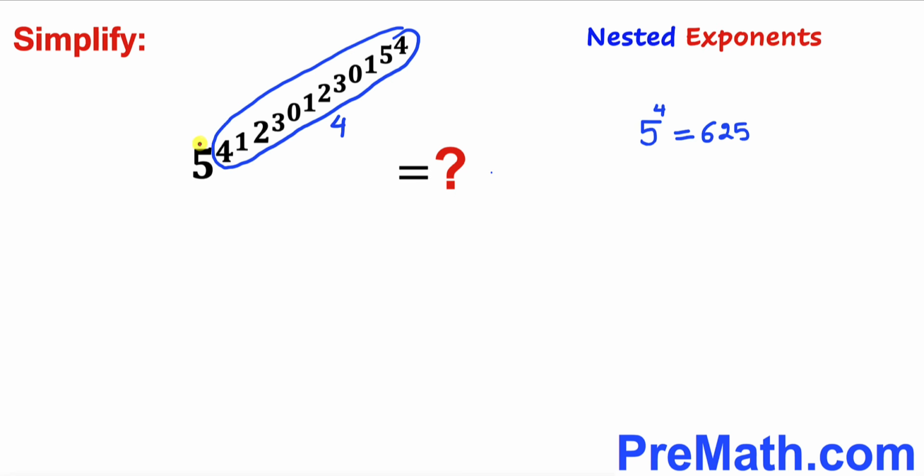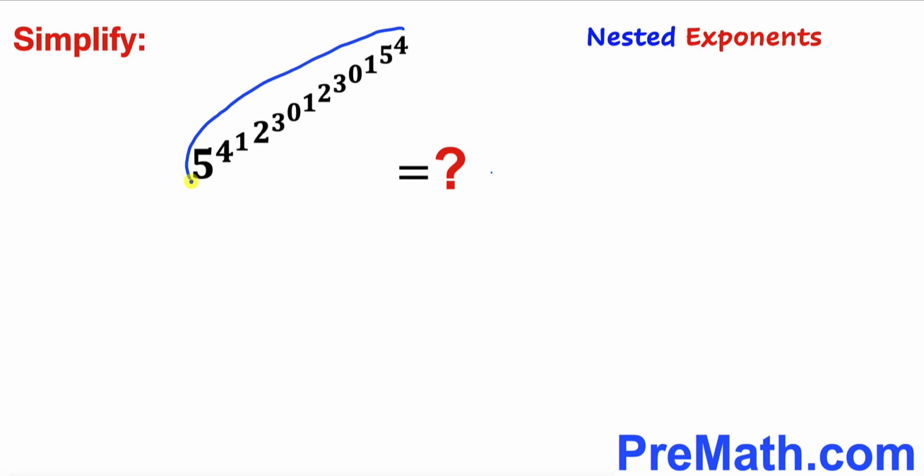And now finally we are going to focus on our base 5 and then power 4, and we can see 5 power 4 is equal to 625. So therefore we conclude that this whole nested exponent problem is going to be equal to 625. So thus, after all the calculations, our answer to this problem turns out to be equal to 625. And that's our final answer.